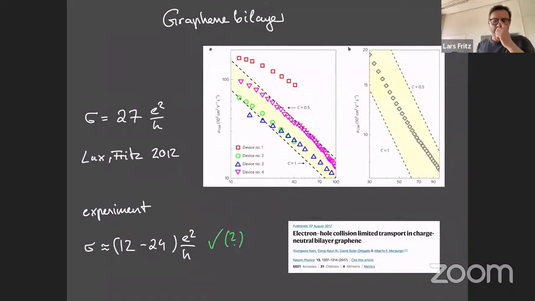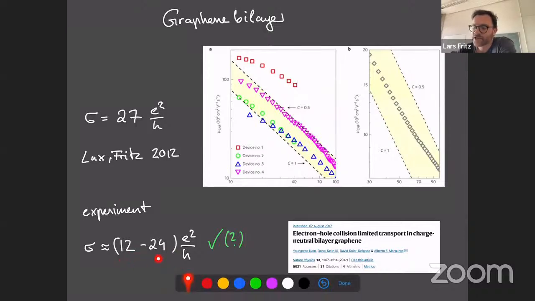Okay, good. So they made a measurement of the conductivity at the charge neutrality point, and they found a result compatible with something between 12 and 24 times e squared over h. In fact, I looked at an old paper that I had with a master's student, where we made the calculation, and at the time we found sigma of 27 times e squared over h, which is actually not such a bad agreement, I would say. Again, this 27 comes from solving a Boltzmann equation, so there's no easy way to understand it. It's just a number which comes out of solving a Boltzmann equation.